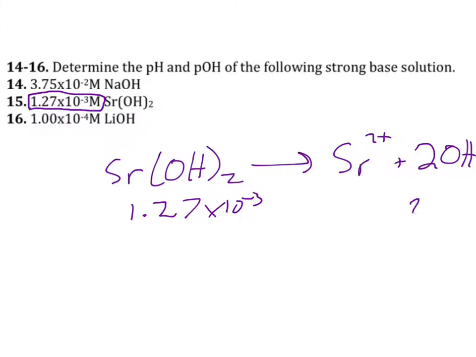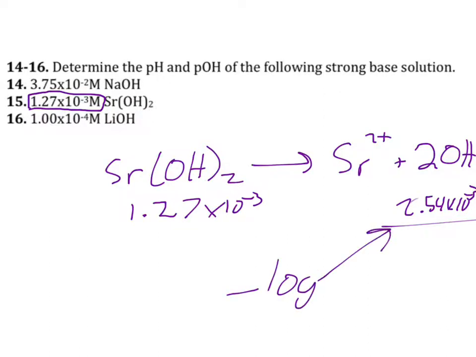And so we end up with 2.54 times 10 to the negative 3. And I'm going to clean that up a little bit. And so, again, because there's 2 hydroxide there, we have to pay attention to that. Now that we have the hydroxide ion concentration, we can take the negative log of that.